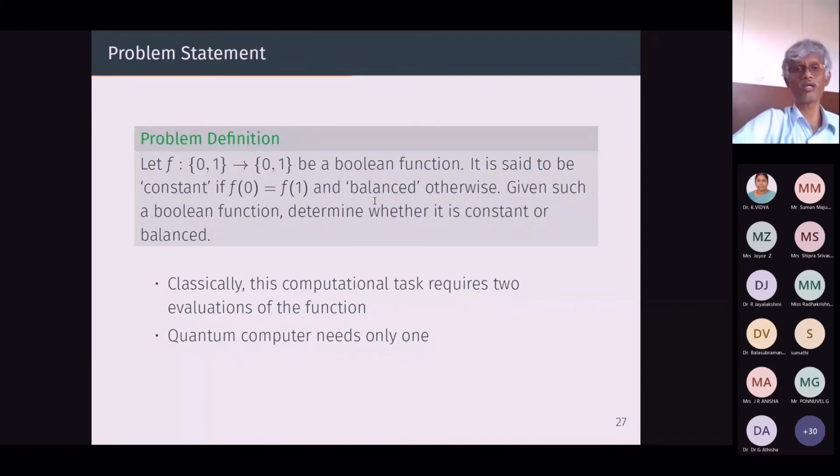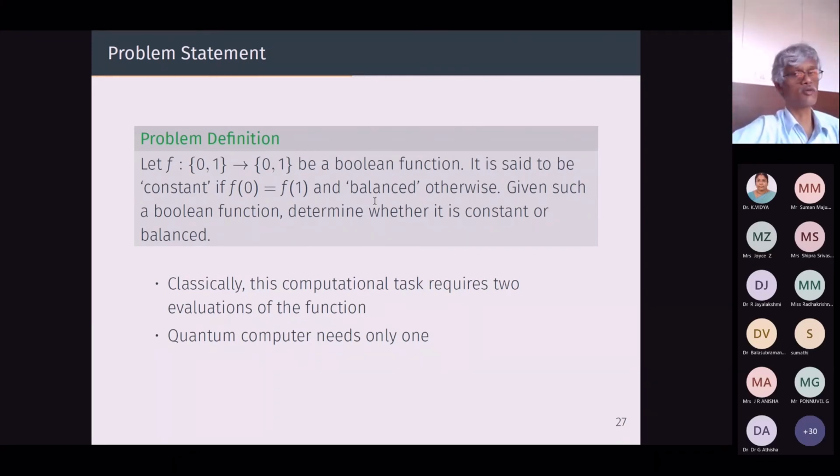Okay, so let us come to the Deutsch problem. What does this problem say? Suppose you are given a Boolean function f from {0,1} to {0,1}. It is constant if f of 0 equals f of 1, and it is said to be balanced otherwise. So you see that 1 is going to appear in the image as well as 0. Either the Boolean function is constant or it is balanced. Given such a Boolean function, you want to determine whether it is constant or balanced.